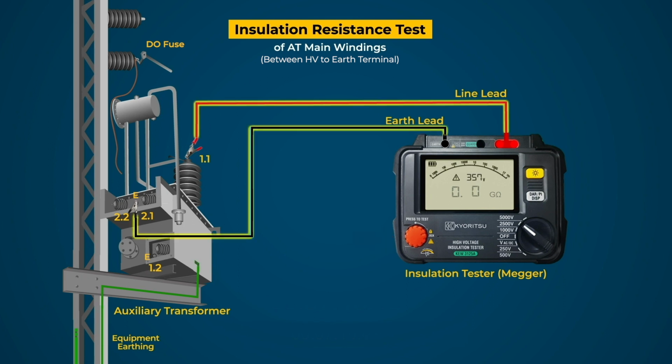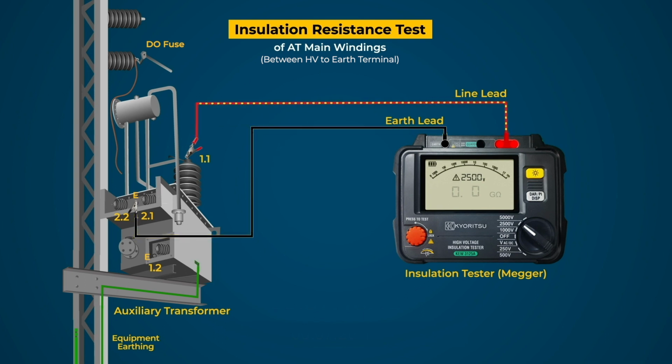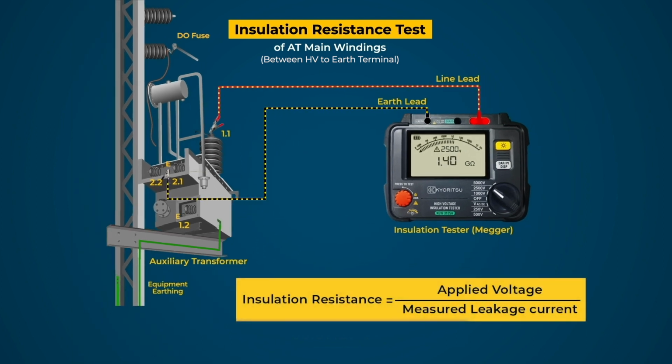Now on pressing the test button of the tester, 2.5 kV DC voltage is applied across HV and earthing. As a result, leakage current will flow in the circuit and the tester will measure this leakage current and calculate the insulation resistance by the ratio of the applied voltage and measured leakage current. Insulation resistance value may be noted from the display.